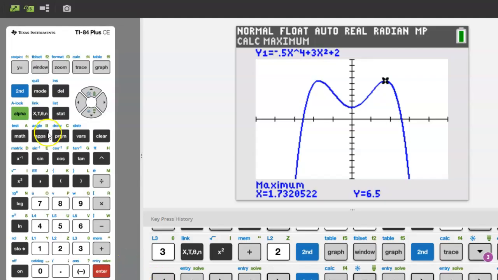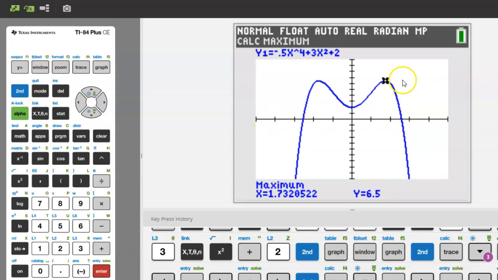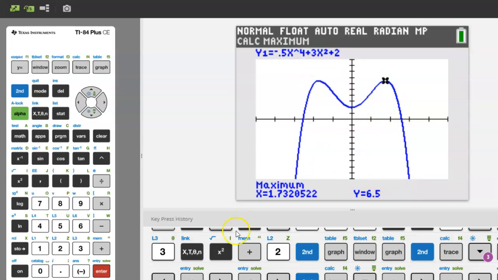So to find the relative maximum, well, actually, we can see it right here. We already have it. We can go through the process again, but we already see that the maximum when x is 1.7, the y value is 6.5, and that was the same for both of those.